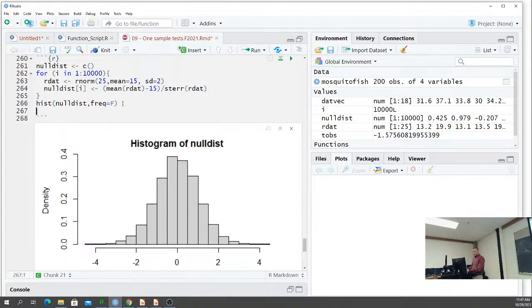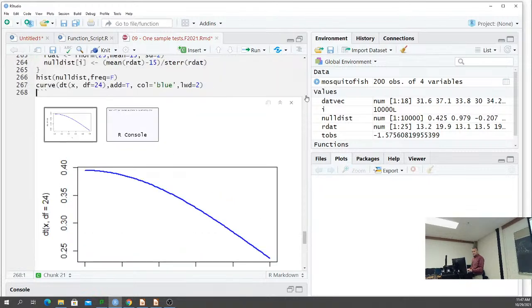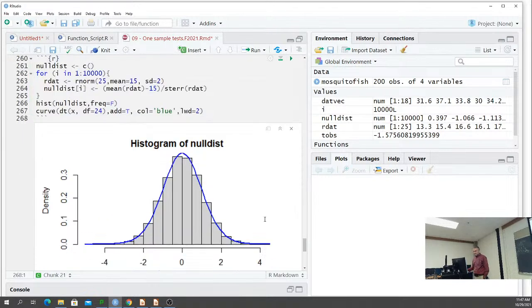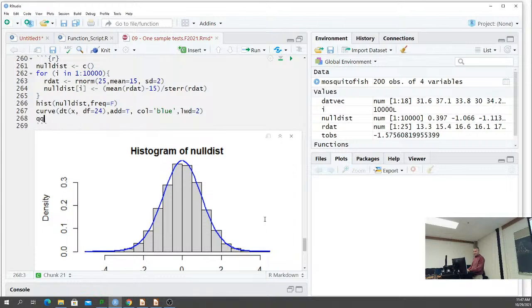All right. How close does it follow? Well, we can use the curve function. dt of x, df is 24. Add is t, and color is blue, and line weight lwd is 2. Whoops. Let's rerun this. We'll get a slightly different value. But that's our t distribution. And did we follow it?